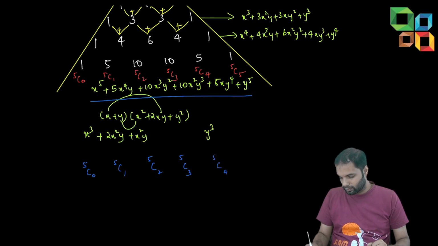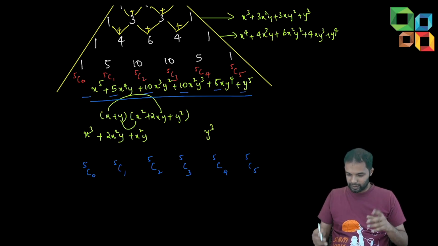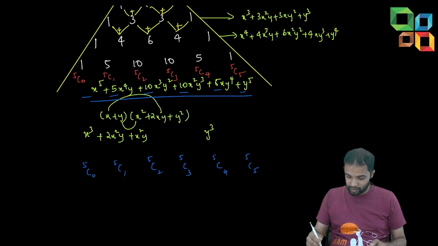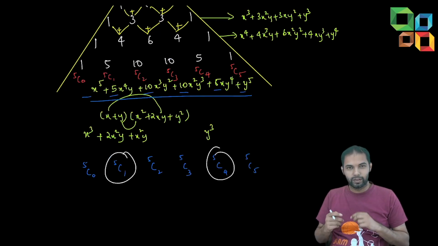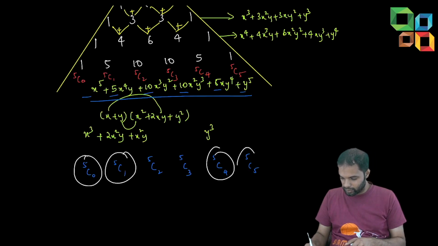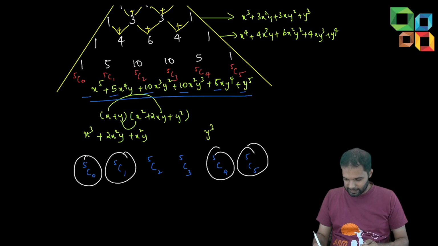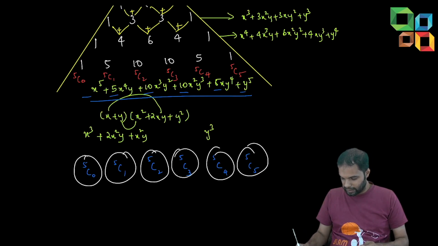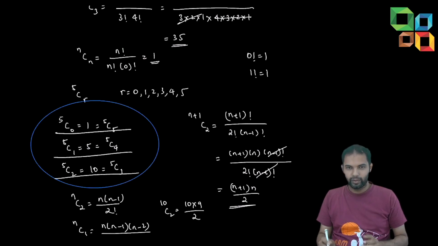5C4. It's nothing but the coefficients here: 1, 5, 10, 10, 5, 1. That's why you can see the symmetry, because it doesn't matter if you write in terms of x or y. If you write in terms of x, you're going to get 5C4, which is nothing but 5C1. Instead of 5C0, you'll get 5C5. Logic is the same. You can see that 5C2 and 5C3 are the same. It matches with our results. We already know these two are equal.